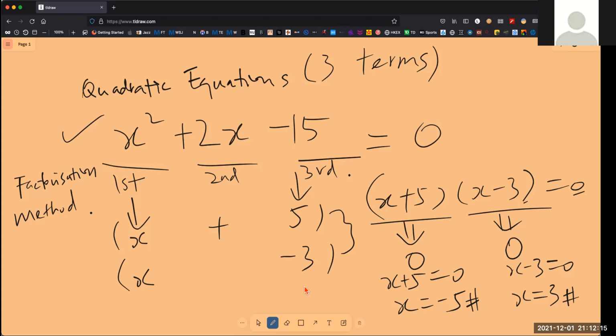If you have a quadratic equation that looks like this: first term, second term, and third term, equal to 0, you can actually make use of the factorization method to solve it. Now let me test you with another question.